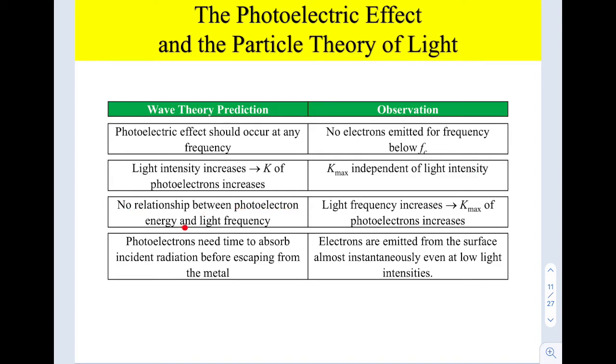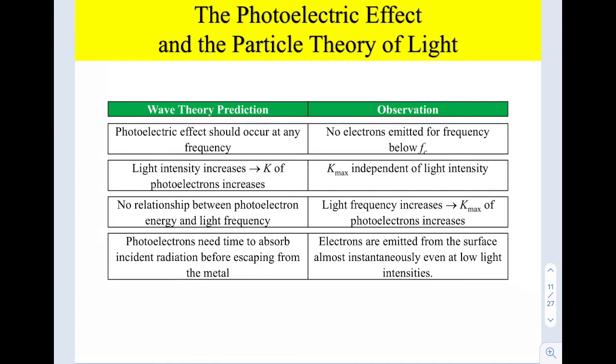Third, the wave theory predicts no relationship between photoelectron energy and light frequency, because light is considered a wave. But the real observation is that as light frequency increases, the kinetic energy maximum of the photoelectron also increases. The fourth prediction by classical physics is that photoelectrons need time to absorb incident radiation before escaping from the metal.